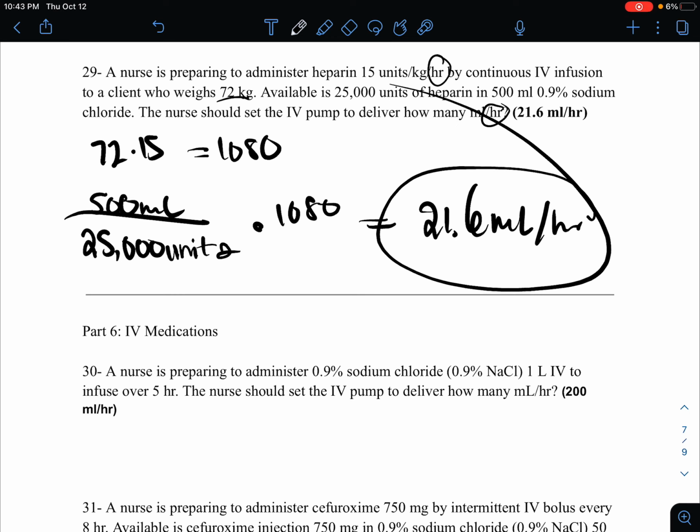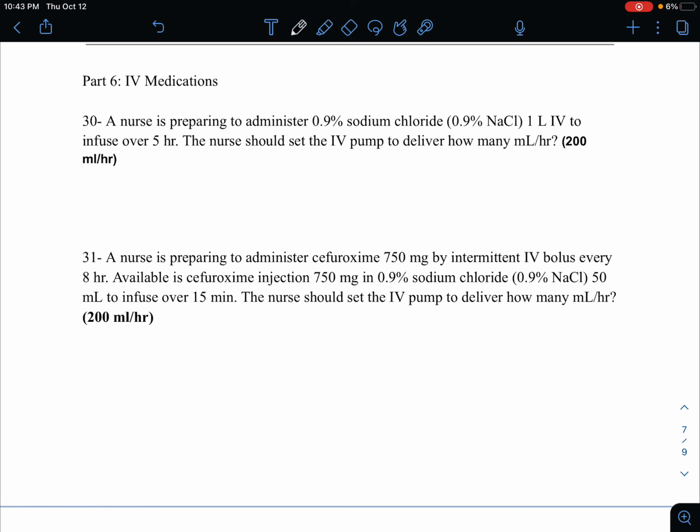Perfect. That's that question right there. As you can tell, I'm getting a little bit tired of doing dosage calculations.